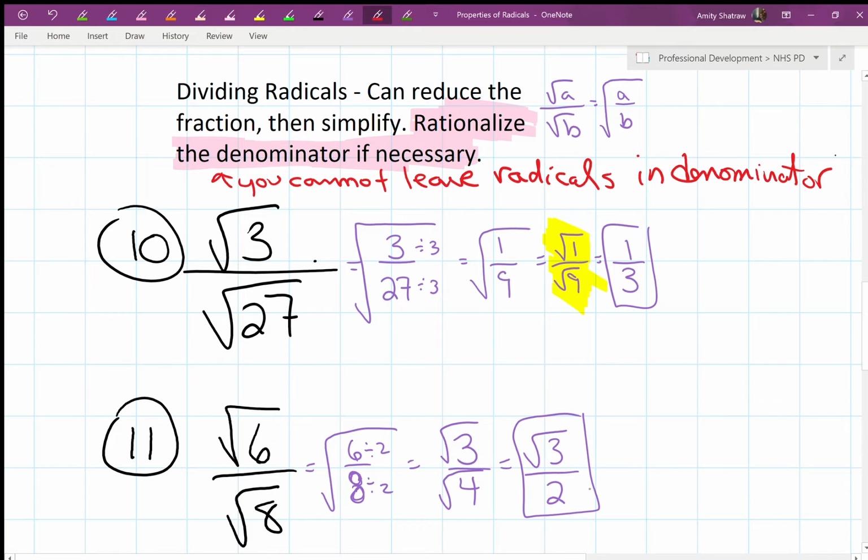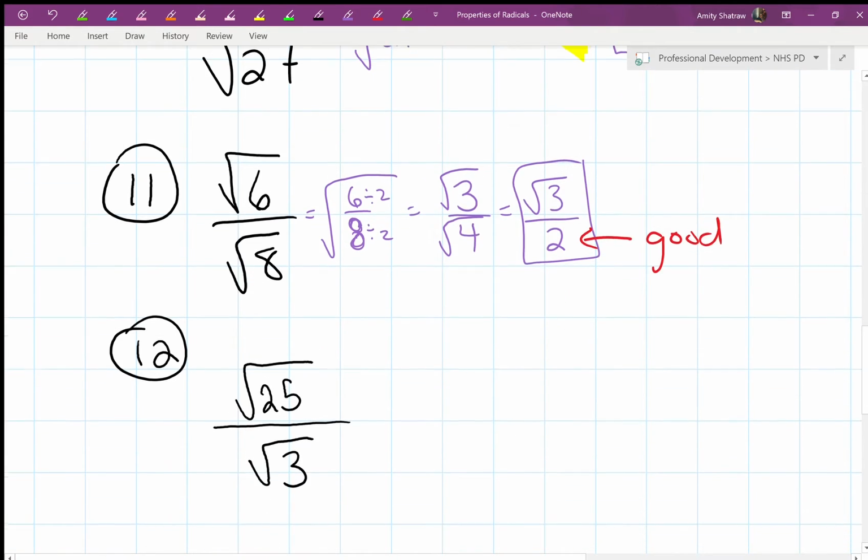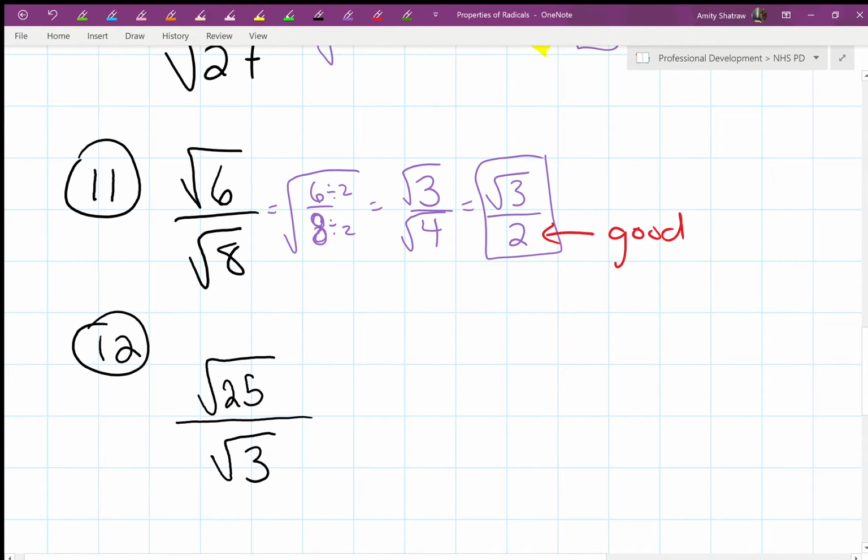All right, do I have a radical here? No? Okay, I'm good. Number 11 is good, but 12, oh, that's a little bit trickier. Now, first of all, I will mention, what about 25 over 3? Is that a fraction that I can reduce? No, so I'm not going to try that.